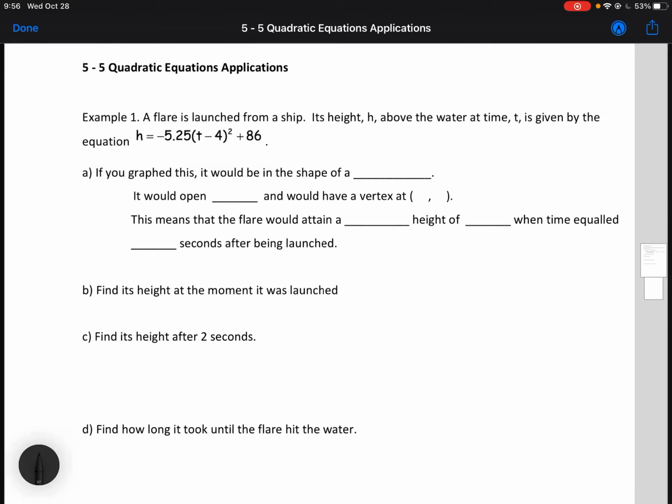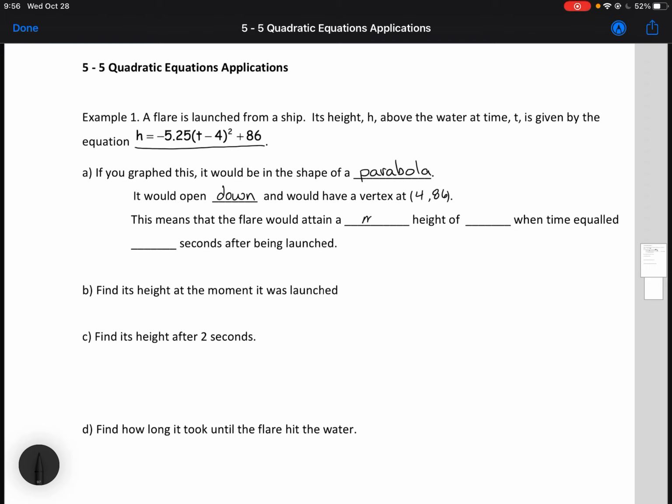Here is another type of quadratic equation application question where you're given an equation in vertex form of a real-life situation. In this case, a flare is launched from a ship. Its height above the water at time t is given by the equation seen there. If you graph this, it would be in the shape of a parabola. It would open down because of the negative a value and would have a vertex at (4, 86).